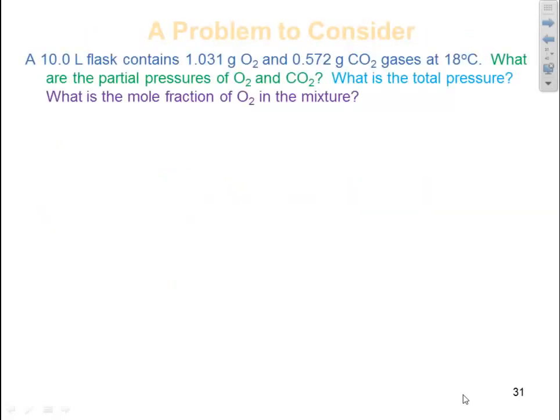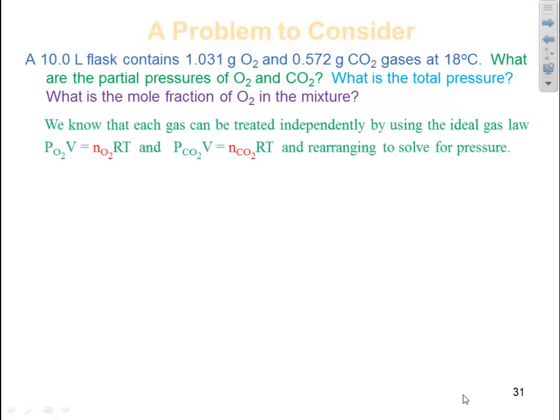Let's look at an example. I have a 10-liter flask containing 1.031 grams of oxygen and 0.572 grams of CO2 gas at 18 degrees C. What are the partial pressures of O2 and CO2? That's the first part of the question. Second, what is the total pressure? And third, what is the mole fraction of O2 in the mixture?